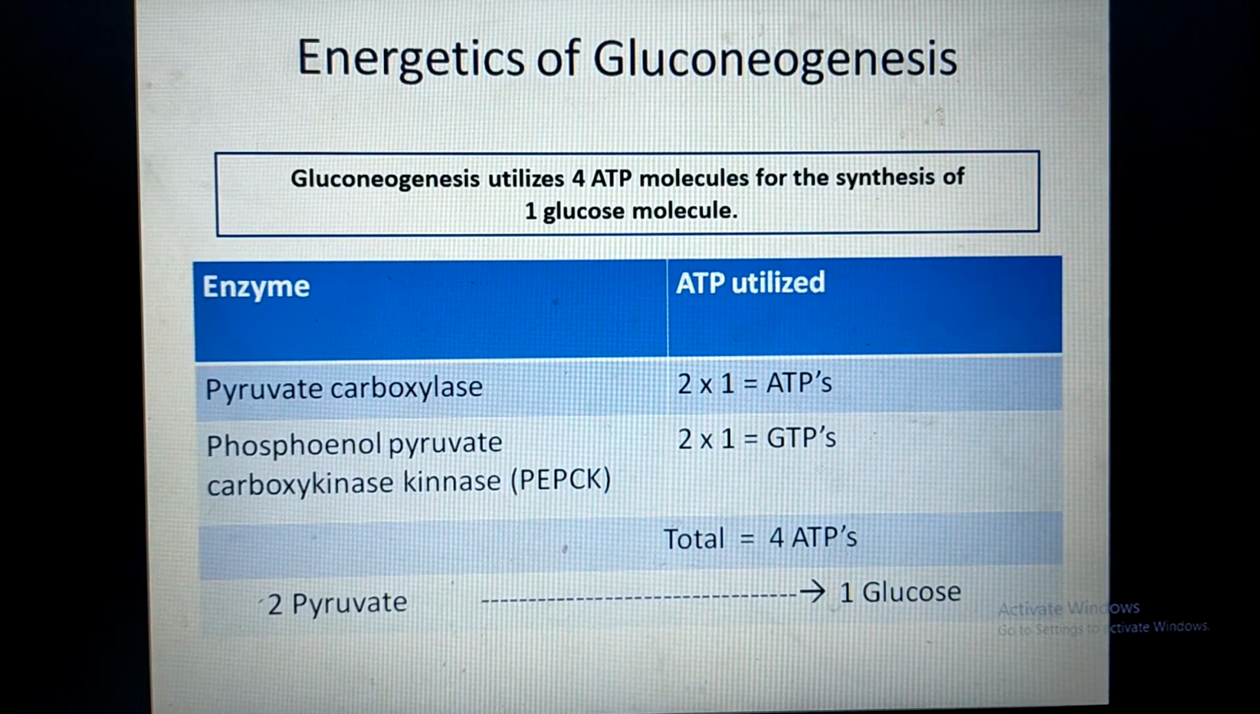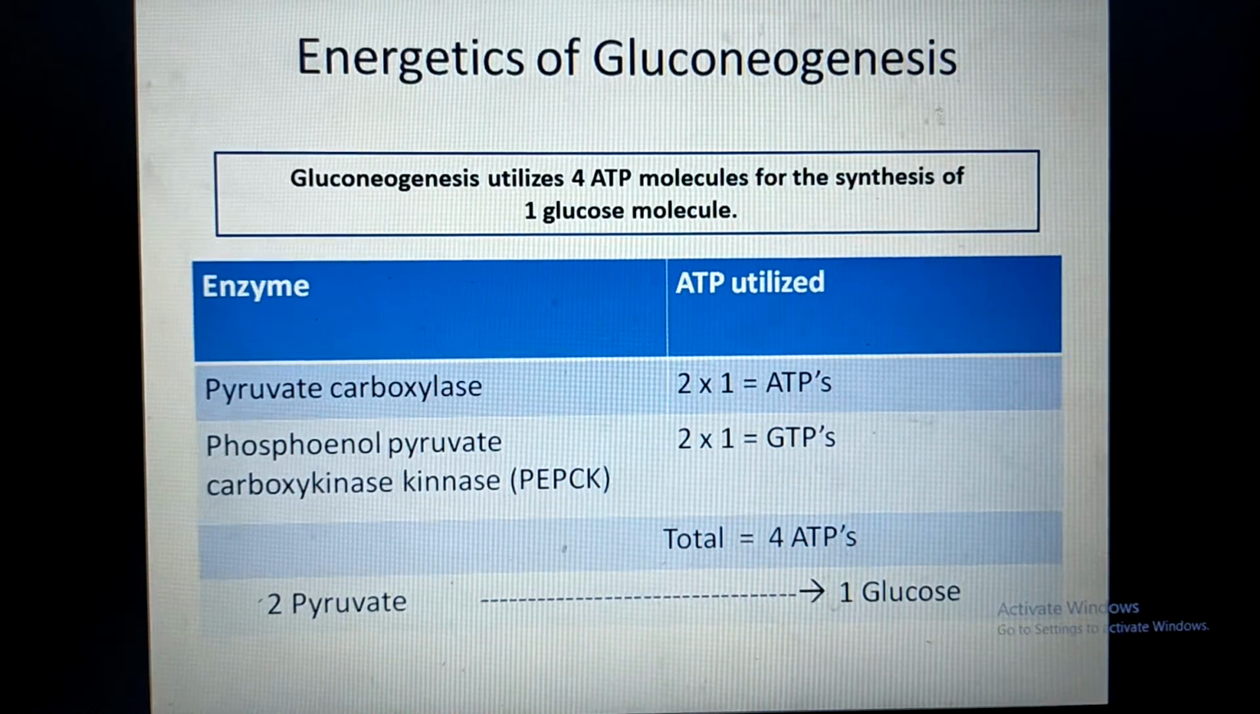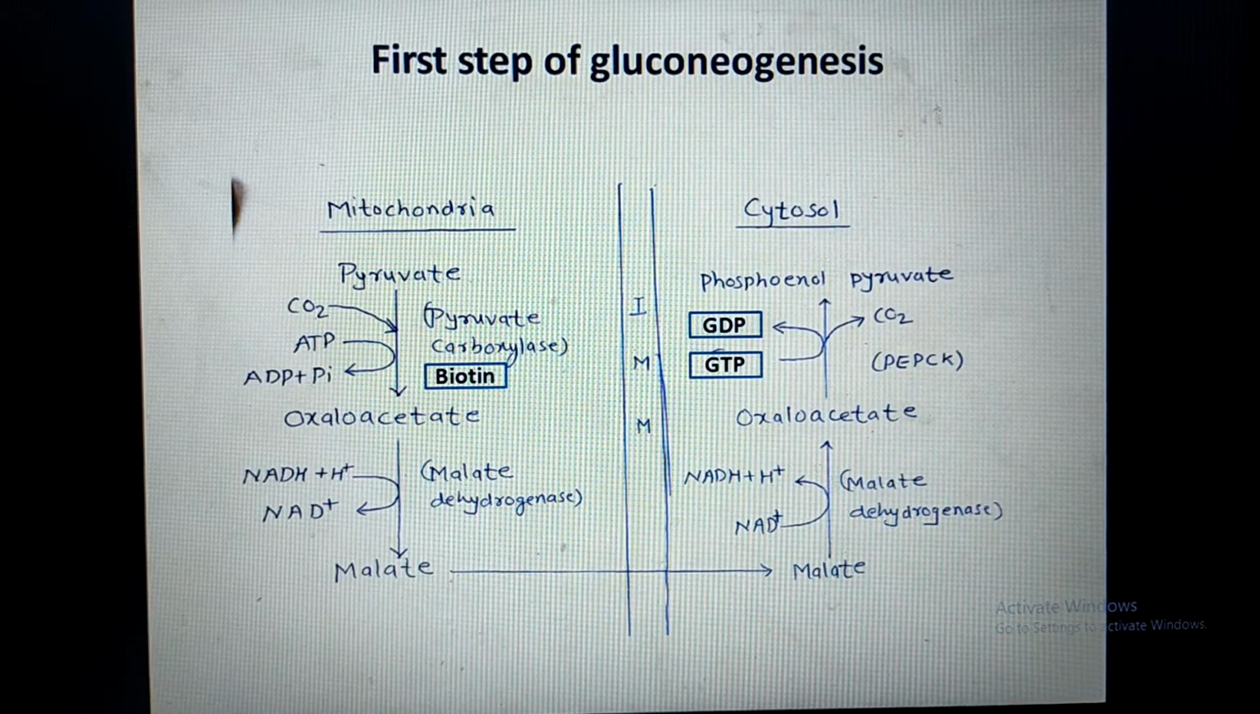Now come to the next topic, energetics of gluconeogenesis. 4 ATP molecules are required for synthesis of 1 molecule of glucose, 2 at each step, that is, the steps catalyzed by the enzymes pyruvate carboxylase and phosphoenolpyruvate carboxykinase. 2 pyruvate molecules are required for synthesis of 1 molecule of glucose. Once again, see the steps where energy is required.